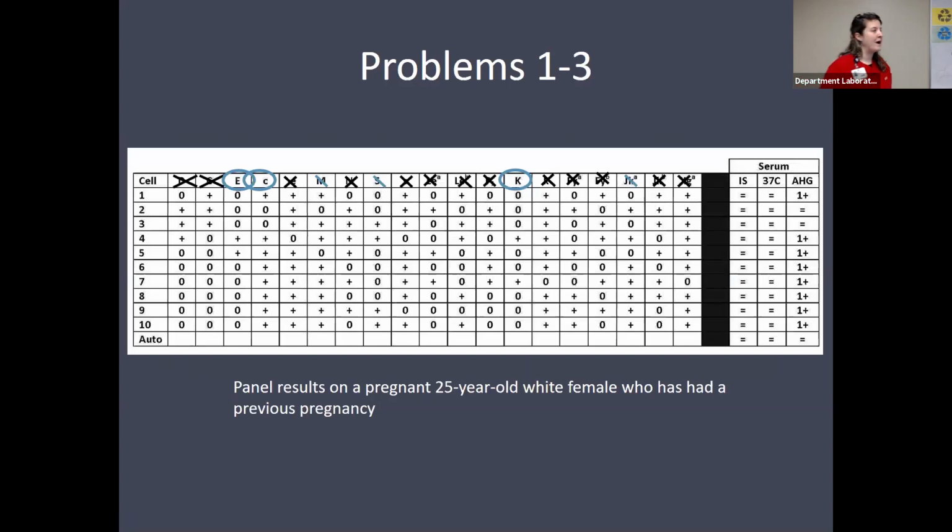Based on your pattern of reactivity, which one makes sense? Little c is definitely there, but you can't rule out big E, right? And then also Kale. So what would you do in this situation? You need to definitely run some select cells. Try to rule out that big E. It's going to be very difficult. But definitely try to get some little c negative, Kale positive to run as your select cells. Okay.